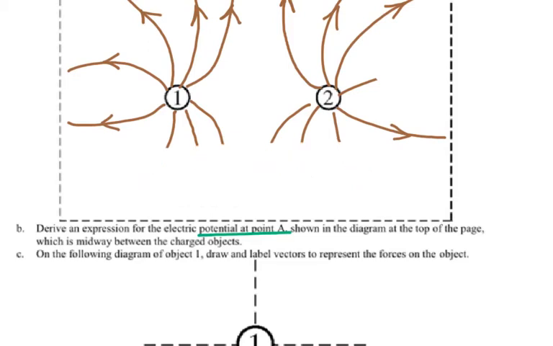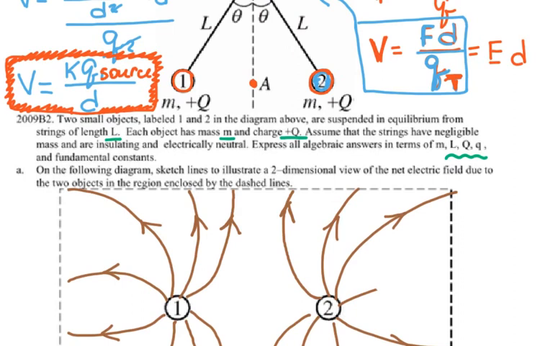So for B part, I can say that my voltage at point A is equal to twice the potential difference from one point. So that could be kQ over the distance. So I'm using the formula that I just derived, this one on the top left.